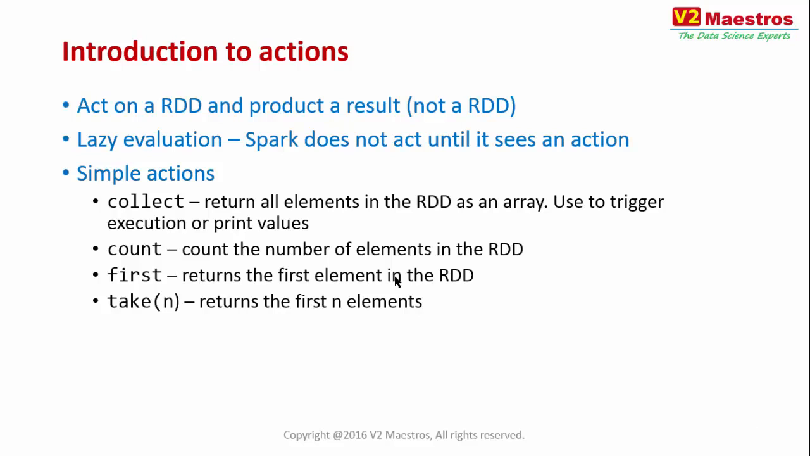Count is an action that can be used to simply count the number of elements in the RDD. That's a very simple operation. First returns the first element in the RDD, and take n returns the first n elements. So these are some of the simple actions that are available as a part of the action RDD set. There are also a lot of other actions available. We will be focusing mostly on the key ones that are available in Spark in this lecture.